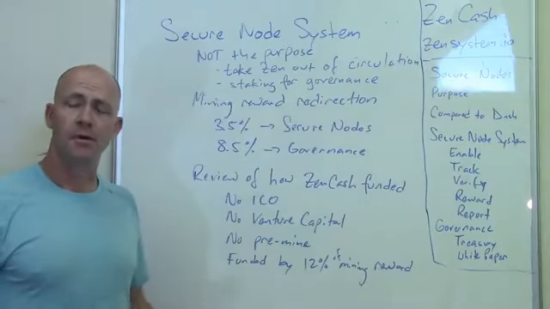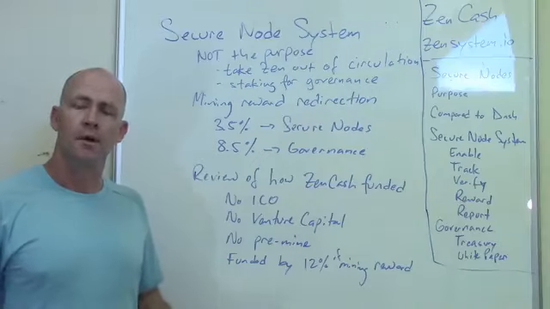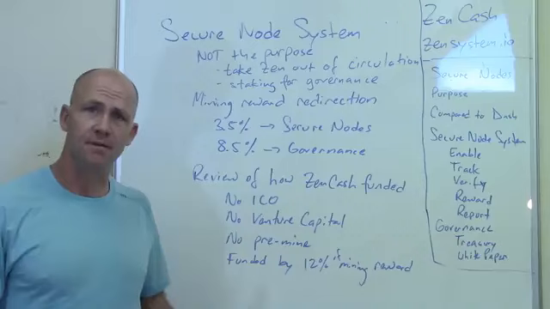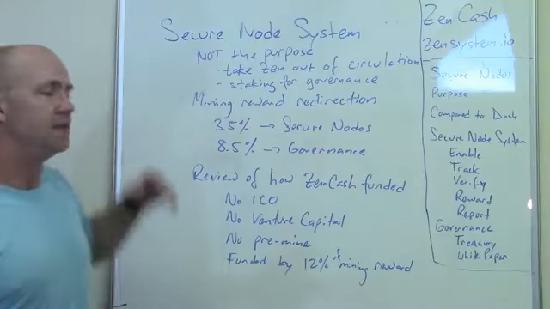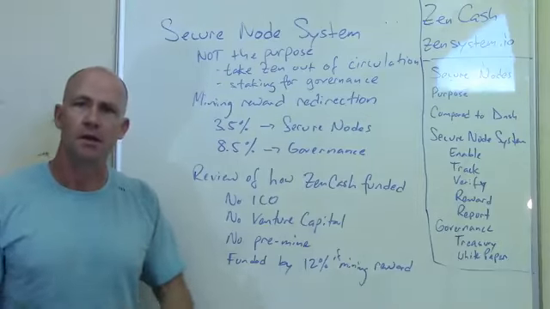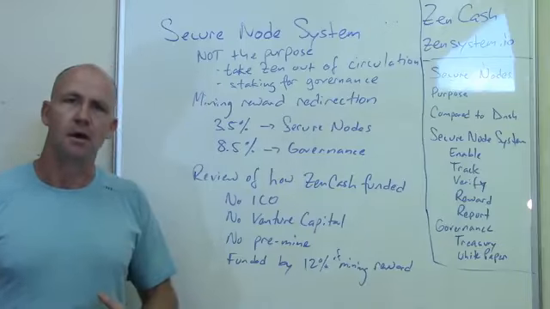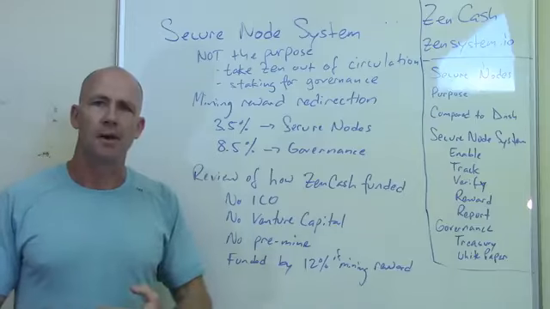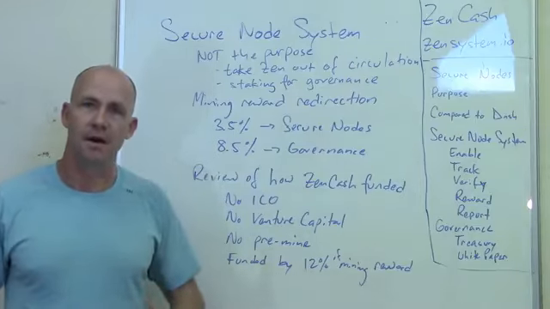Okay, so I told you what the purpose of secure nodes was. One of the things I want to talk about is what is not the purpose of secure nodes. The purpose of secure nodes is not to take ZEN out of circulation in order to artificially raise the price. Don't really see that there's a need to do that. And also, don't see that secure node operators are going to be the entire set of governance.